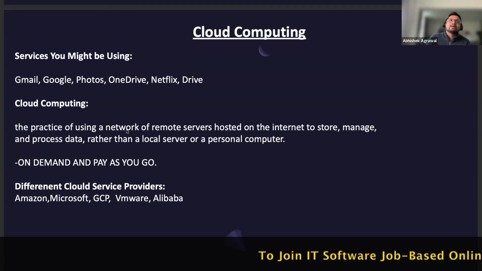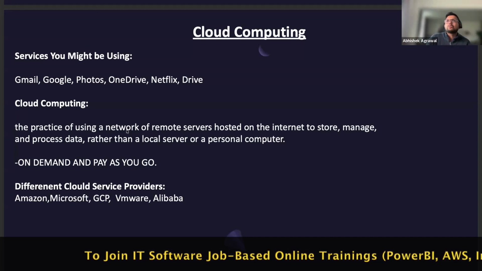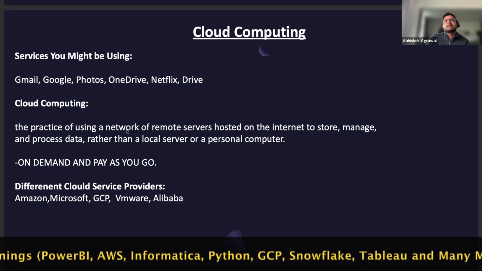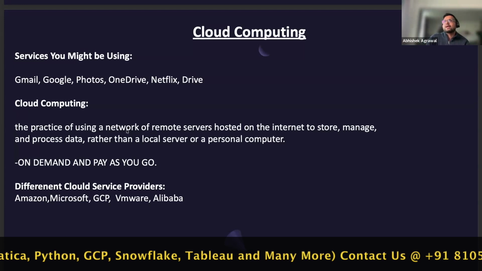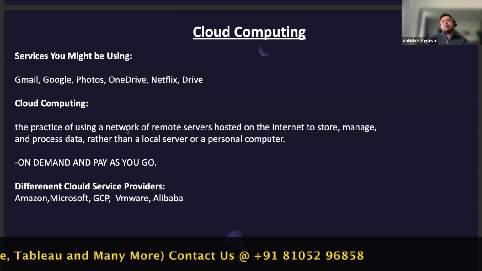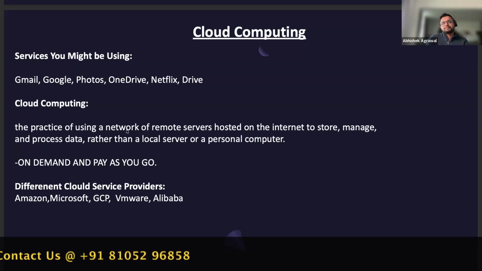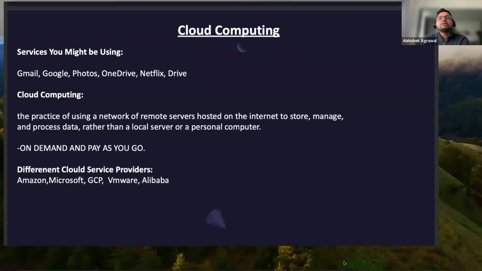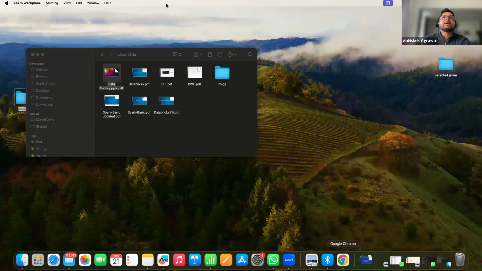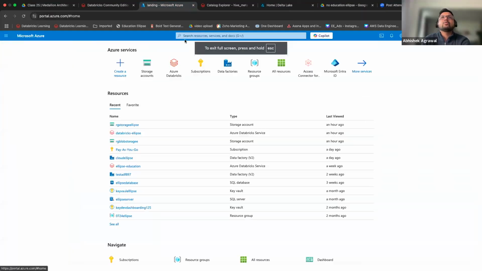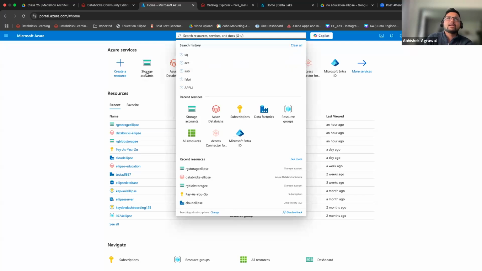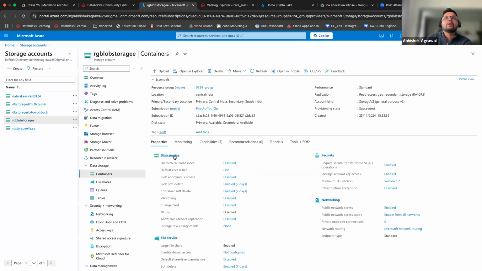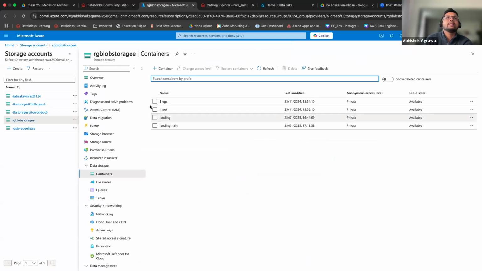So the cloud is nothing but the practice of using a network of remote servers hosted on the internet to store, manage, and process data rather than your local computer. You're not accessing your own computer, you're accessing someone else's computer, on demand and pay as you go. That is what the cloud is, right? And he also showed the project manager, hey, this is the cloud. This is the storage which you can use, where you can store all kinds of data. You can bring all the data over here and store all kinds of data here, right?